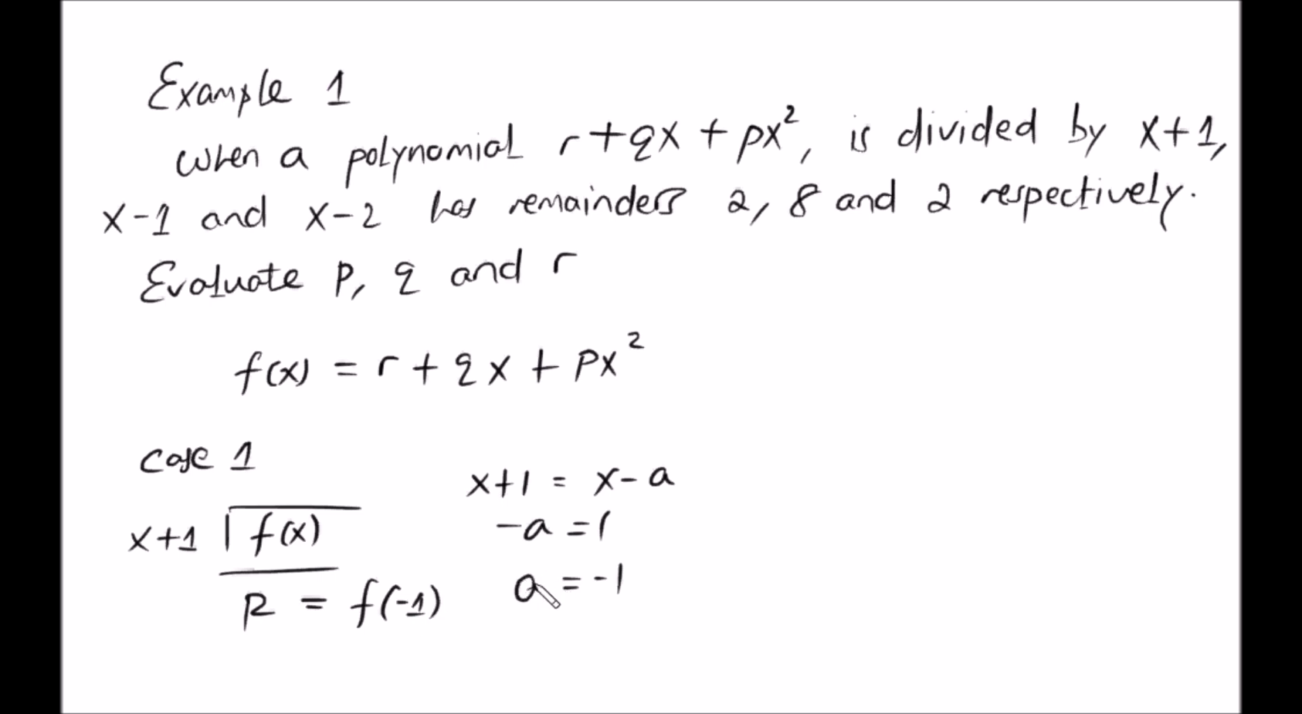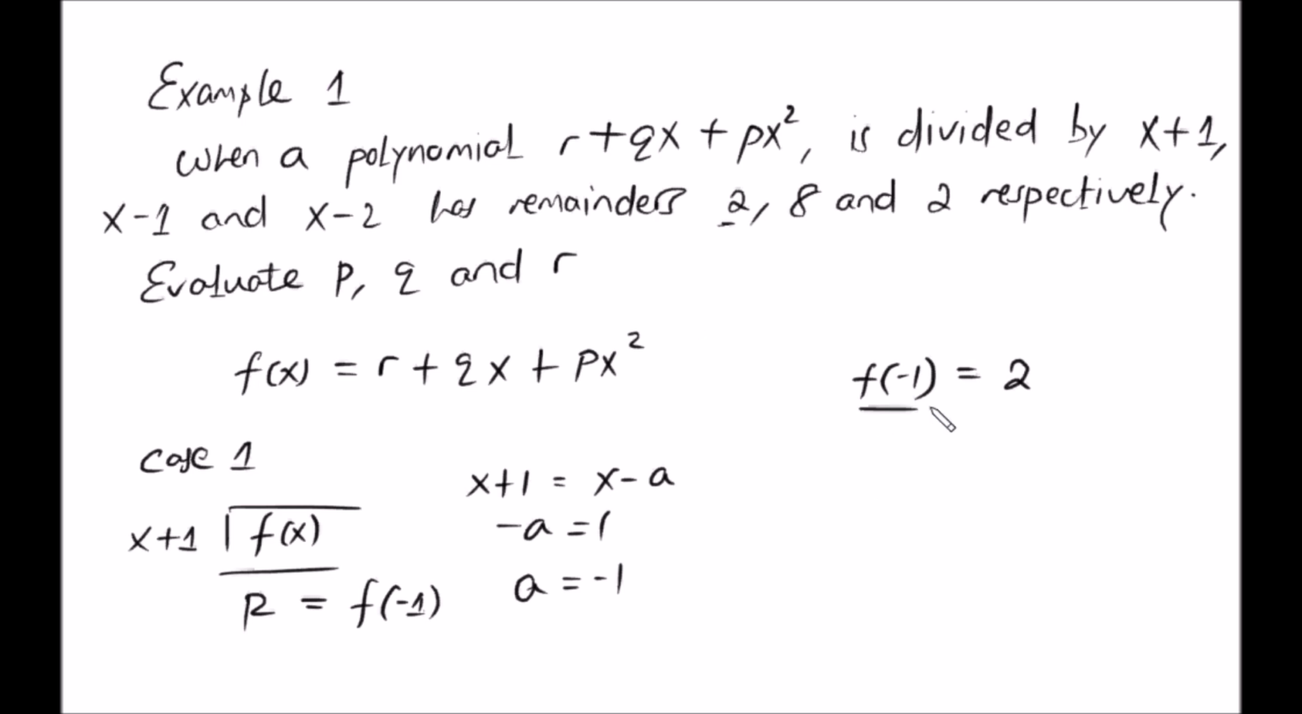remainder theorem. Kwa hiyo sasa ukichukua hii polynomial ukagawanya na x plus 1, remainder ndo hiyo f of negative 1. Lakini hapa ashasema kwamba remainder ni 2 ukidivide na x plus 1. Kwa hiyo kumbe hii f of negative 1 ni sawa na 2.